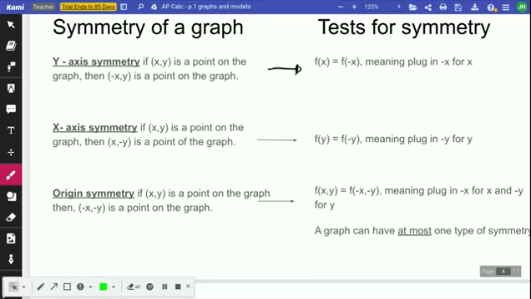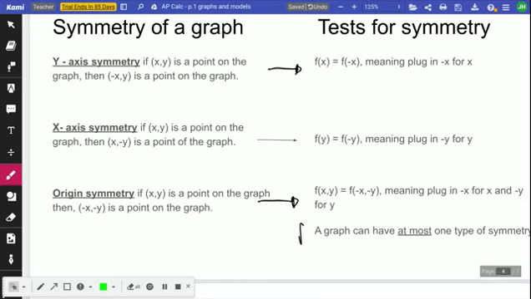Origin symmetry would be the fact that everything's rotated. So you kind of picture a cubic function. So like y equals x cubed, it would have origin symmetry because when I plug in -x and -y, I'll do both of them for my test for symmetry, then it results in exactly the way it was when I simplify and do some simple algebra.